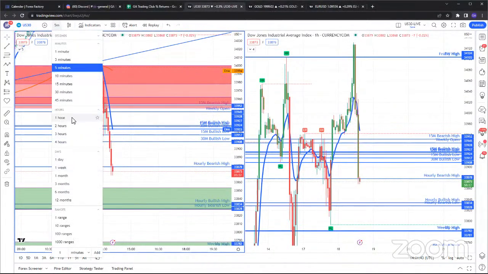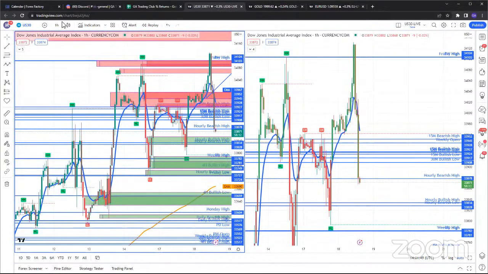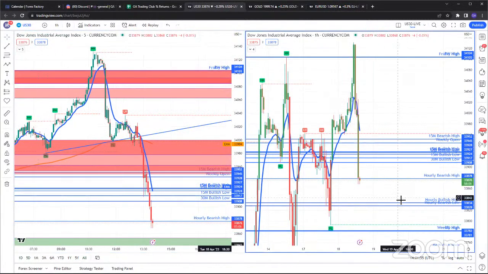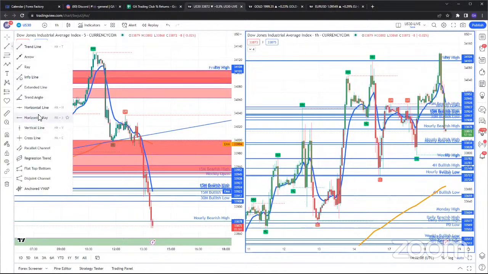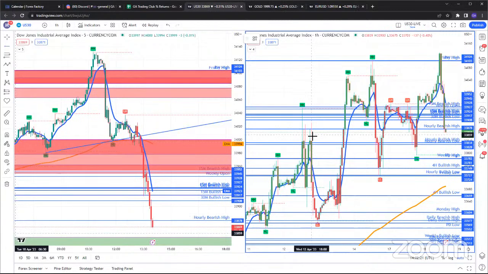If I go here on the hourly chart, actually, I do have an hourly chart on my right. So we do have these zones right here. So this is what I'm looking for, the hourly bearish high. If you look all the way to the left, we do have these candles right here. So this is one. We're looking for the previous bullish candle. So this is the downtrend that I'm looking for.